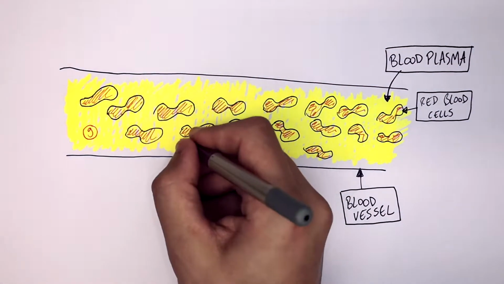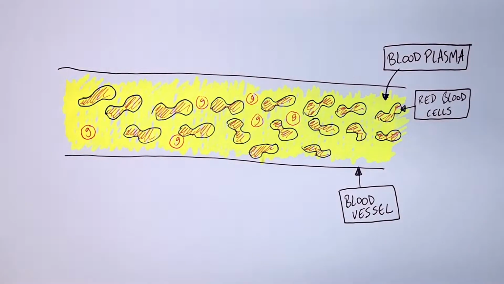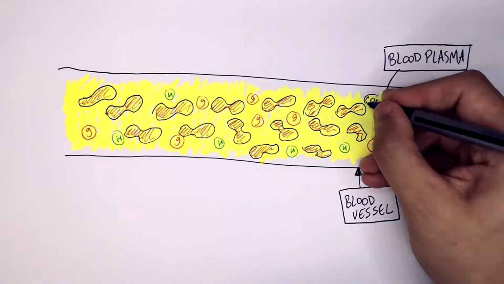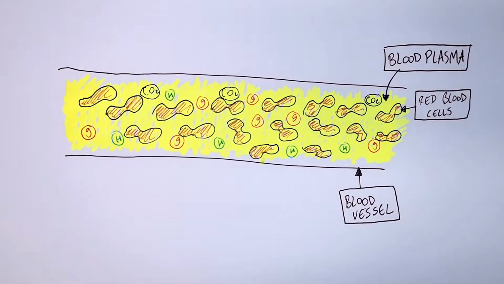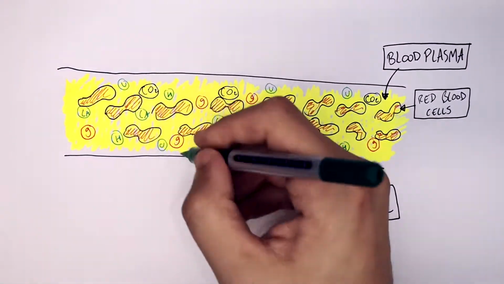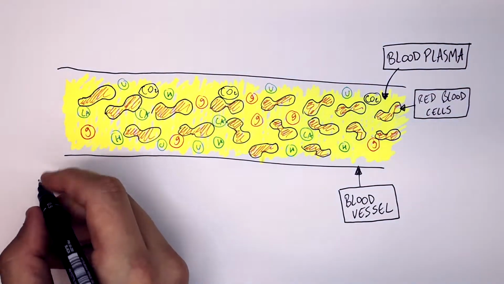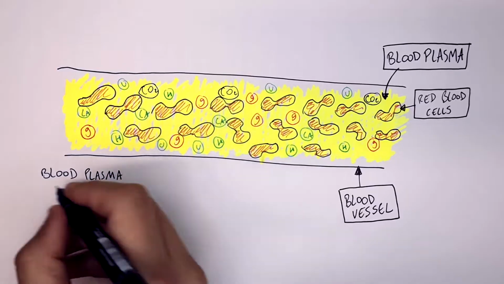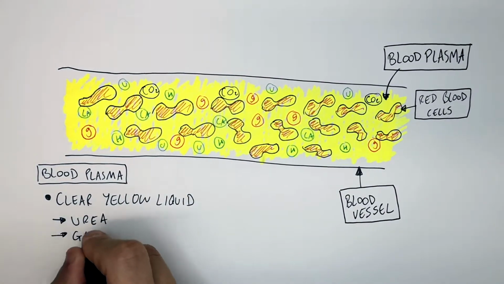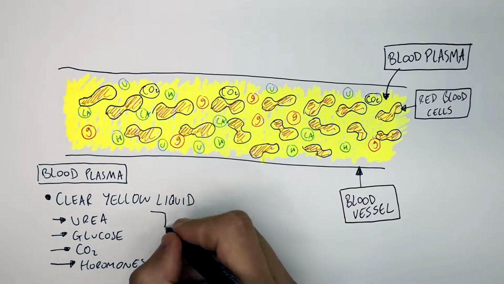So the blood plasma is where the glucose is dissolved, it's where the hormones are dissolved and carried, and it's also where CO2, carbon dioxide, is dissolved and carried, as well as urea. So urea is also dissolved and carried in the blood plasma. The blood plasma is a clear yellow liquid which urea, glucose, CO2 and hormones are all dissolved in.